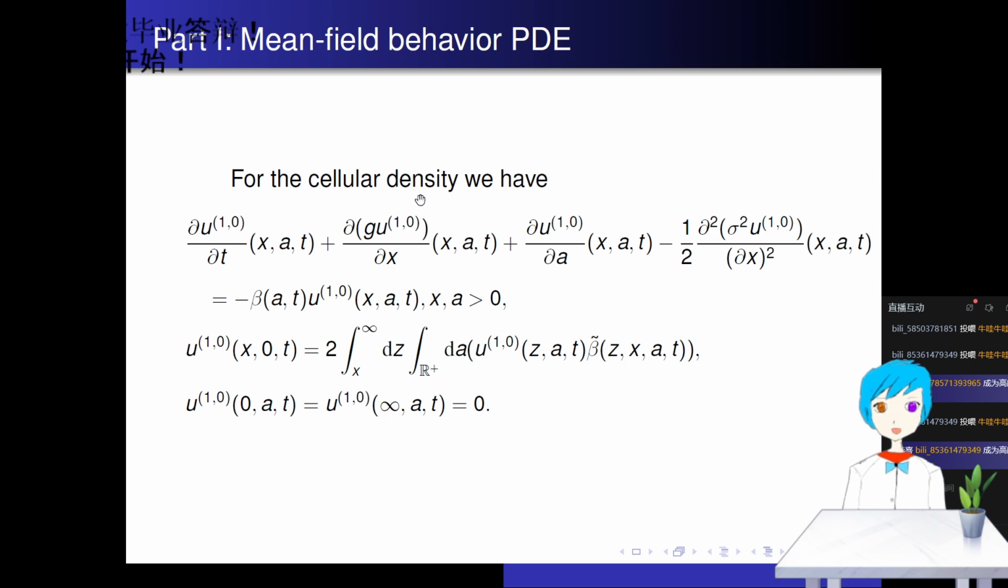So for the cellular density U_{1,0}, this is the PDE it satisfies. We can see that by incorporating the fluctuation in the cell growth rate, we have an extra second order term here. We have the division. The boundary condition stands for newborn cells.